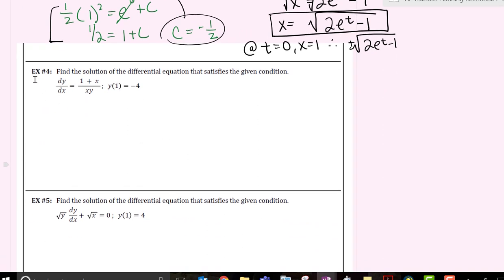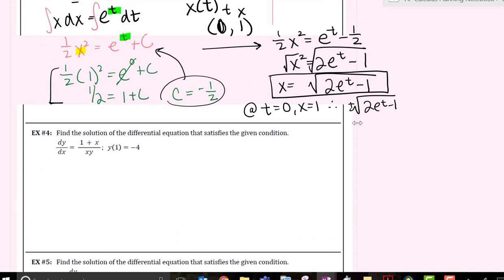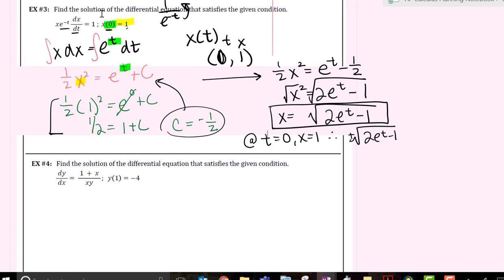So let's look at number 4. And remember, you only have to do that when you're faced with this whole situation where there could be a positive or there could be a negative. Then we use this initial condition just to double check.